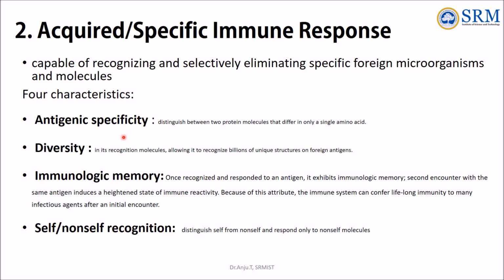The basic characteristic feature of acquired immunity is that it is antigen specific, and it is able to recognize billions of unique structures present on the foreign antigens. So it has diversity and has a memory of the antigen it has encountered. So it has an immunological memory and is able to differentiate between self and non-self.